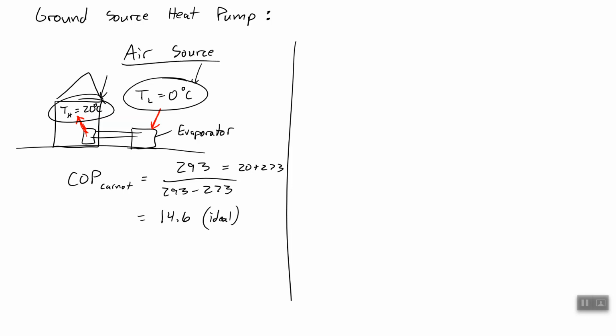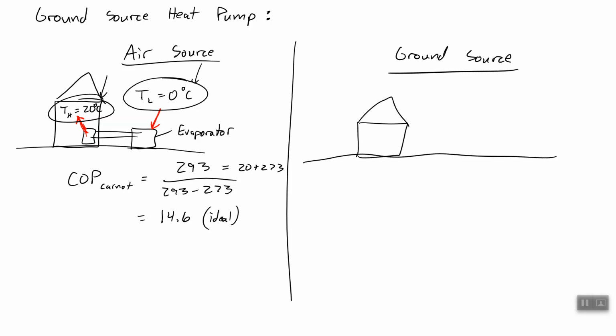All right, so that's if we're exchanging heat with the air. And because it's 0 degrees Celsius, it's a pretty cold winter day. Not even that cold, though. It gets much colder during the winter. Now we're going to try something different. Instead of exchanging heat with the air, we're going to exchange heat with the ground.